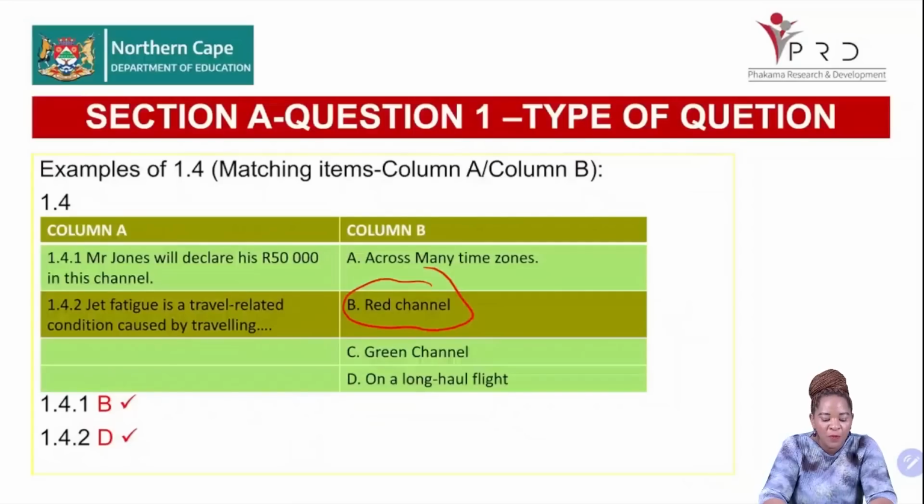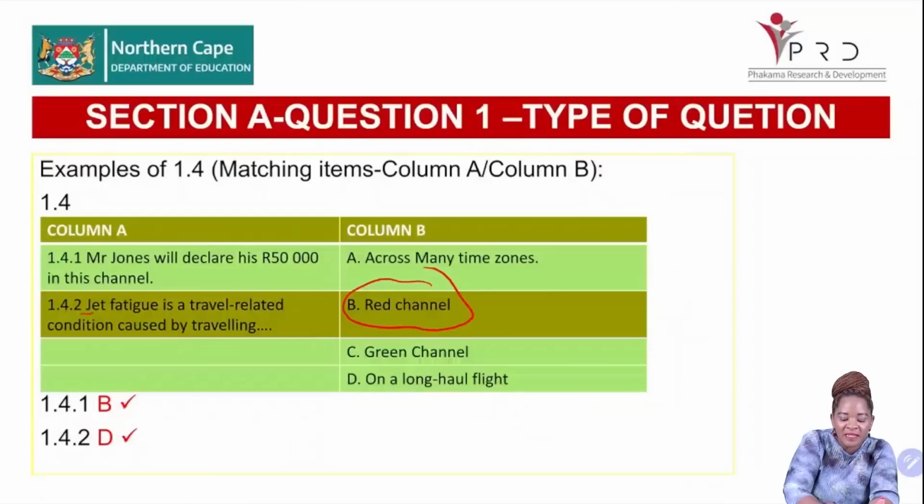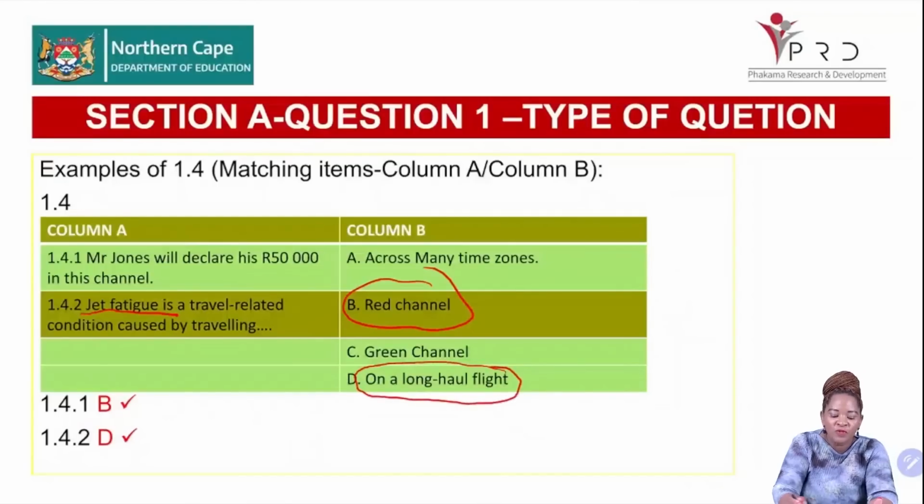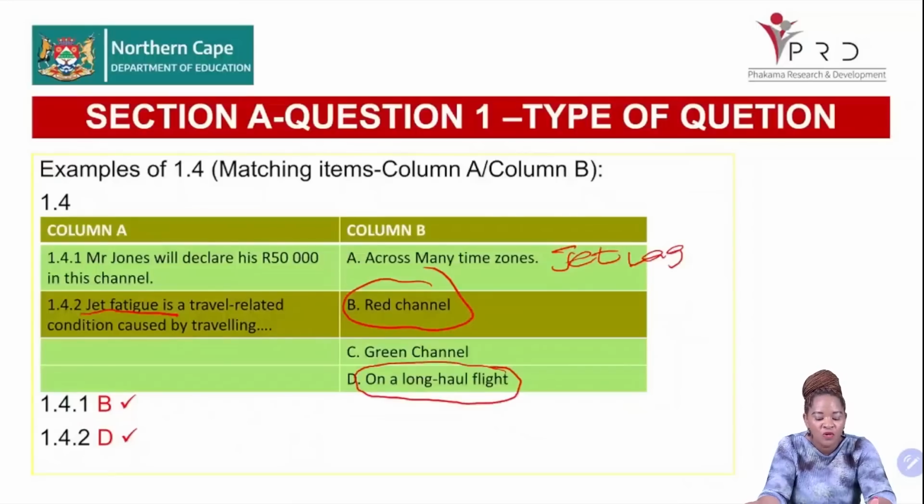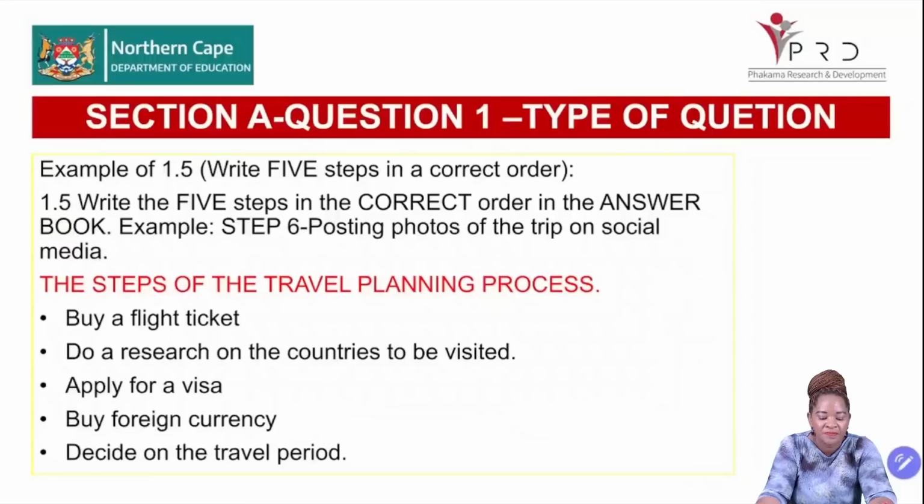And then 1.4.2, jet fatigue is a travel-related condition caused by traveling. Is it traveling across many time zones? Is it traveling on a long-haul flight? Remember, with jet fatigue, it is because you are on a long-haul flight. But when you're crossing many time zones, grade 12 learners, remember, it will be jet lag, not jet fatigue. So you need to know those two concepts when you get to question 2 or even section A. Remember, these questions will be asked in question 2 and also in question 1.